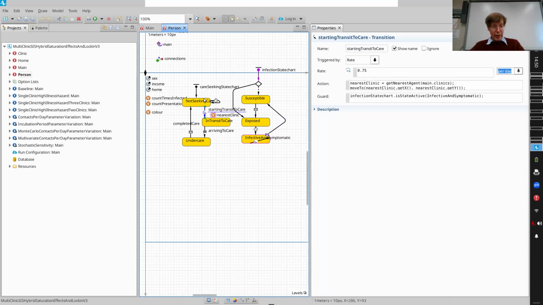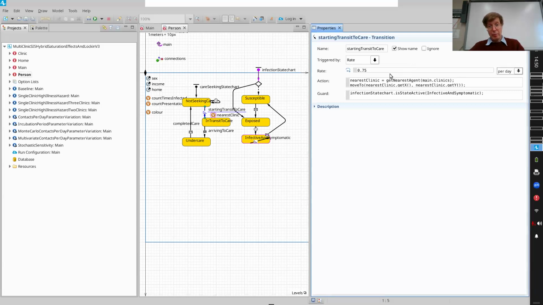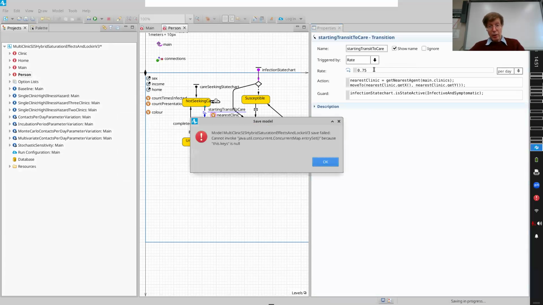What's notable is that they can also be in a state of, so this other state chart, the care-seeking state chart, as its name suggests, characterizes individuals' attitudes and status with respect to care-seeking. And what we see here is that individuals start non-seeking care. And then they can transition to start seeking care at the nearest clinic under a certain circumstance, namely if they're in the infective and symptomatic state of this state chart. And they do so with a chance of 75% per day.